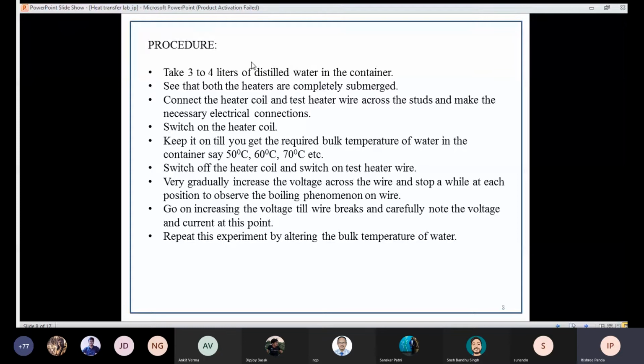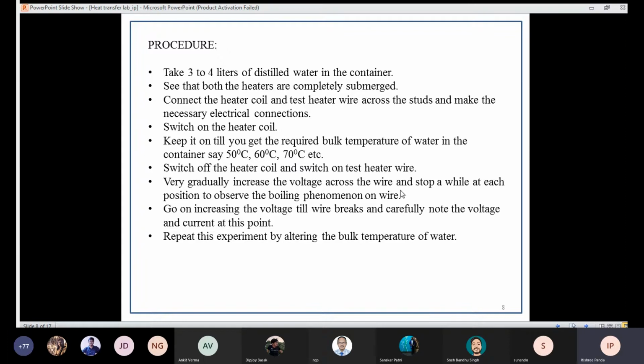I hope some of you can tell me why this distilled water should be used. If not, you can think about it. You have to make sure that both heaters will be submerged in it. Then you connect your heater coil and your wire, switch on the heater coil, wait for the bulk temperature to reach some degrees, and then switch it off and start the test heater wire.